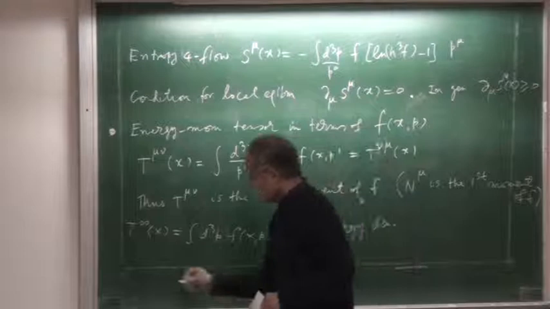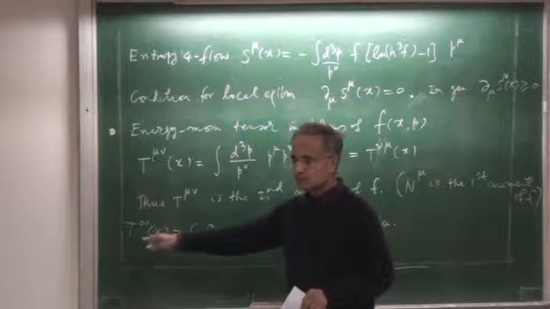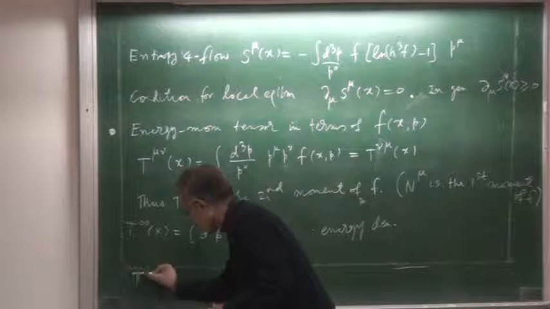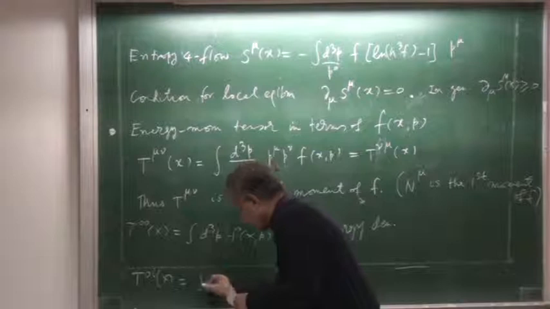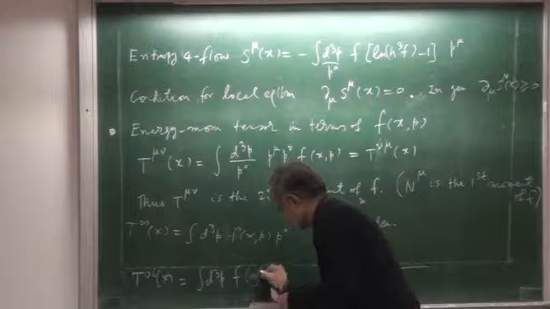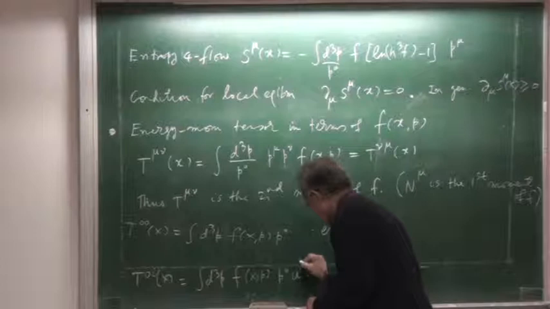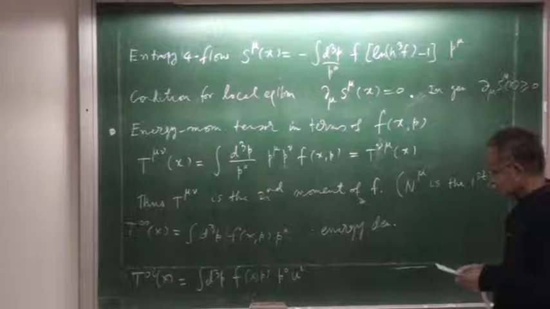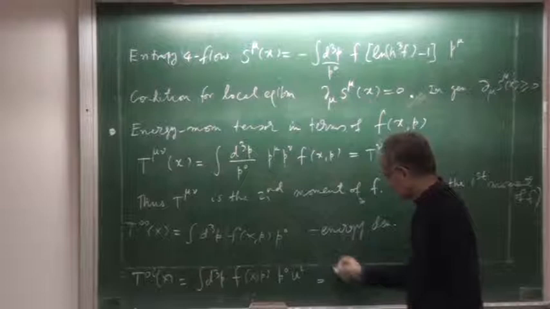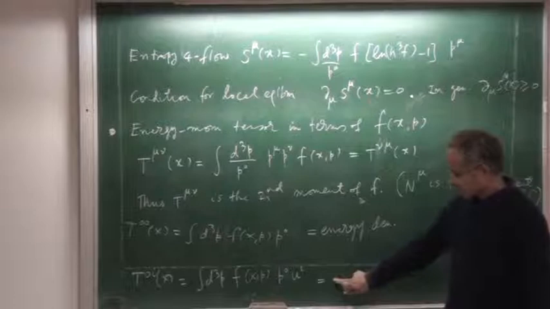Now let's look at the first row. This is the first element, then the second, third and fourth elements. P^{0i}. This was energy density, and what would you call this thing? Energy flow, because there is a u^i sitting here.